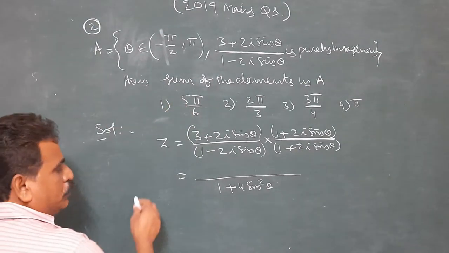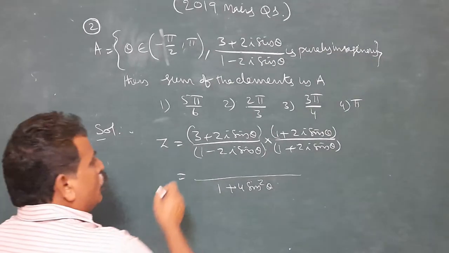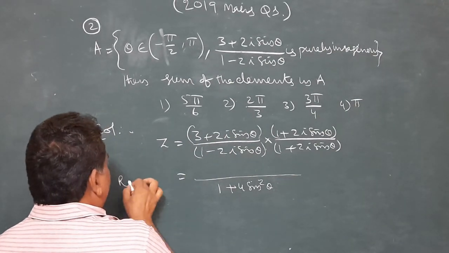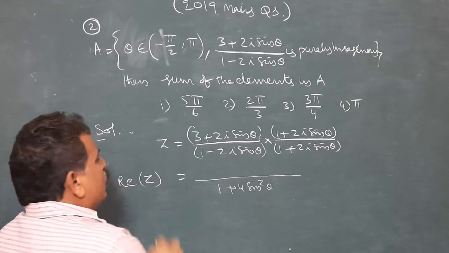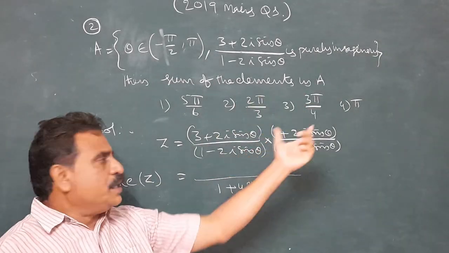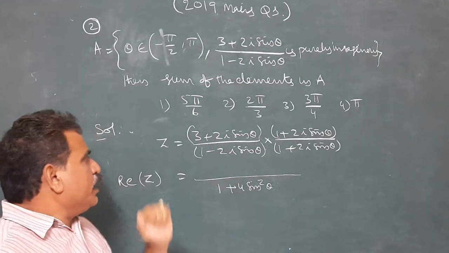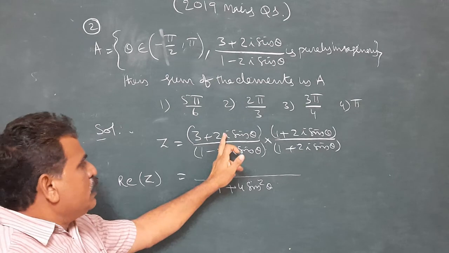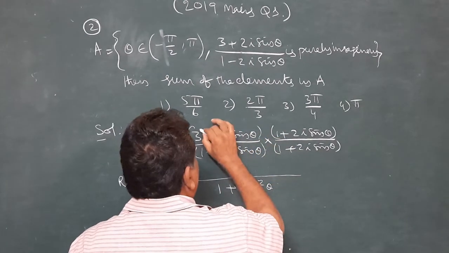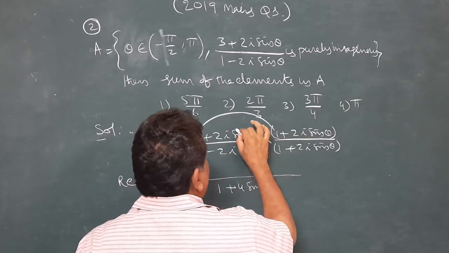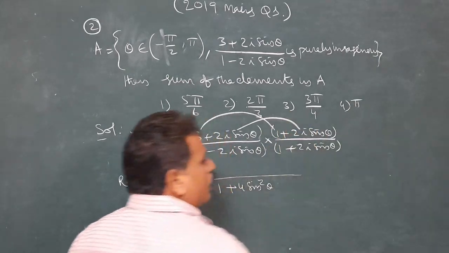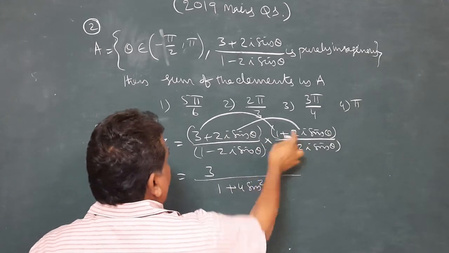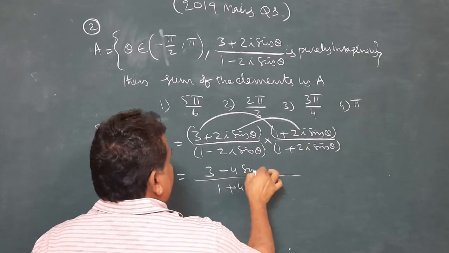We want, actually, z is purely imaginary, so real z is 0. Multiplying this, we get real z. Clearly take the real z, not necessarily the total product. Now here real z is 3 into 1, 3, as well as the product of the two imaginary parts. How to get the real part? Product of these two real numbers as well as product of these two imaginary parts. So we get 3, 4i square, that means minus 4 sin square theta.